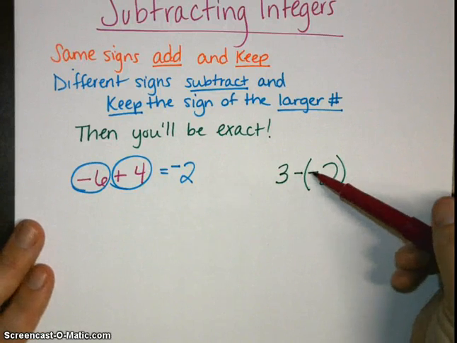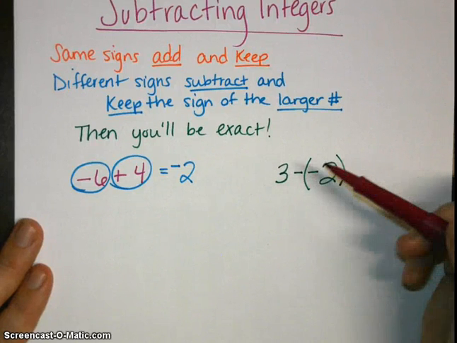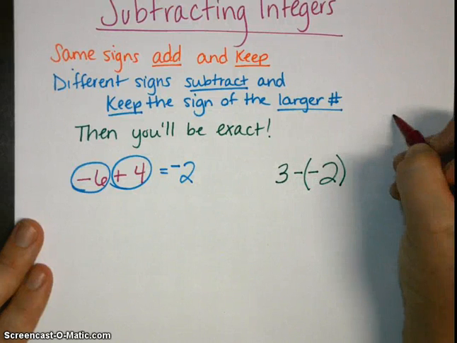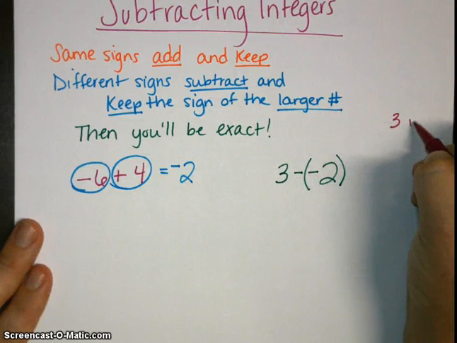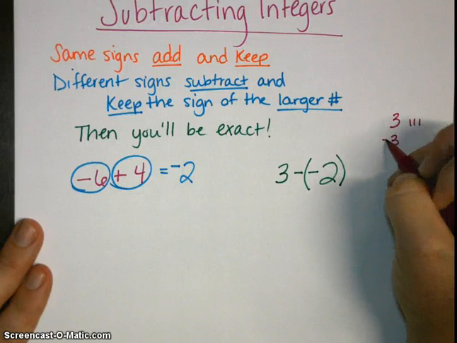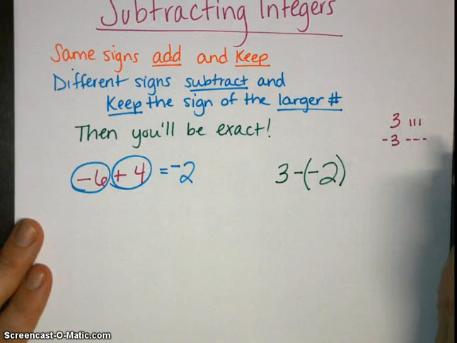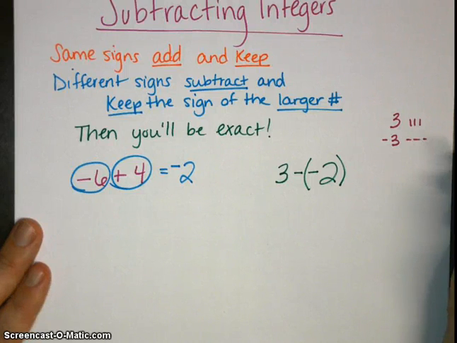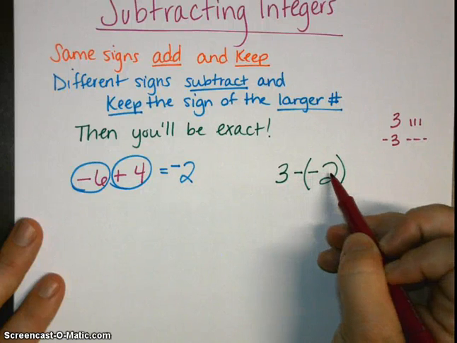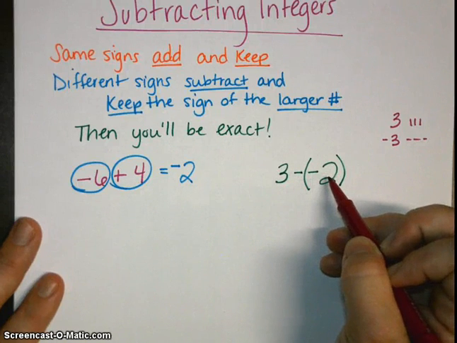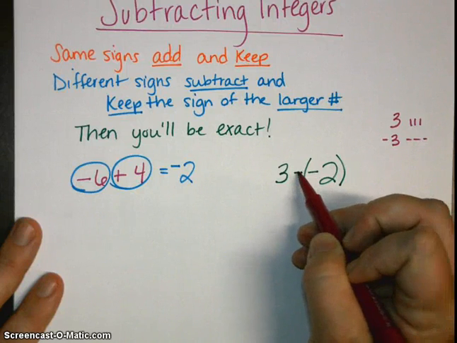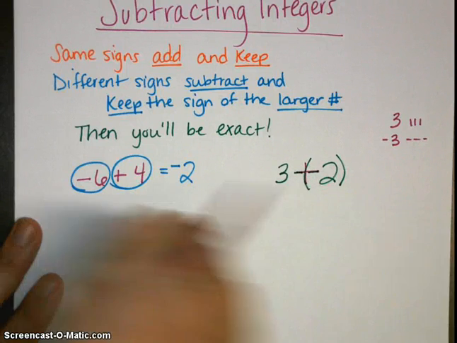A double negative, what does it mean? Well, a negative really means the opposite of. So if I have 3, that's obviously 1, 2, 3. But if I have -3, that's the opposite of +3, so it would be 3 negatives. So here we have the opposite of -2, which is +2. So anytime we have a double negative in the middle, we're going to change this to addition and then look at our signs.